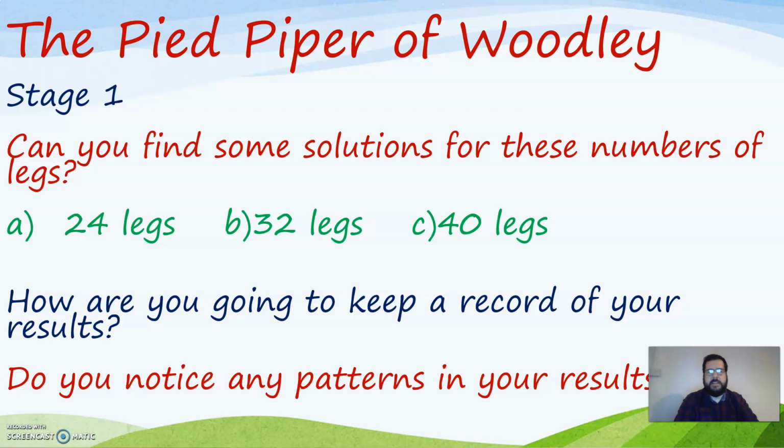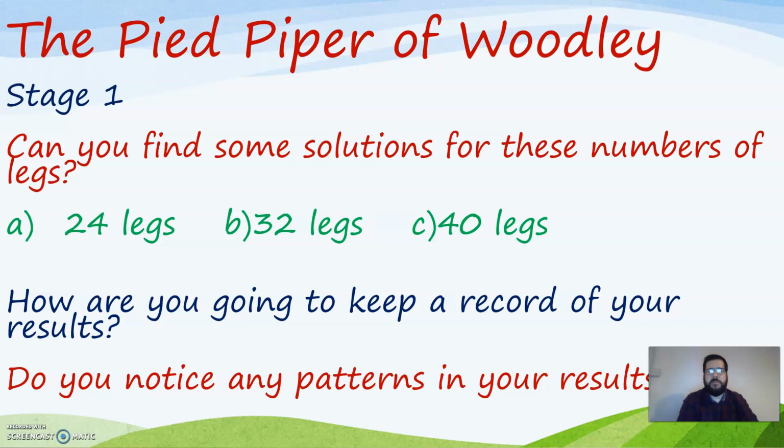So the first question really is, how are you going to keep a record of all your results? Are you just going to go at it and just play around with different numbers? Is there going to be a really clever way that you record your results? And when you've done that, do you notice any patterns in your results? If you compare the number of children and the number of rats you can put together to find the answer, 24, 32 or 40, are you noticing a relationship or a pattern between any of those? So that's your investigation today. Stage 1, do 24, then 32, then 40 legs. How many different combinations can you come up with? Keep a nice record of your results.